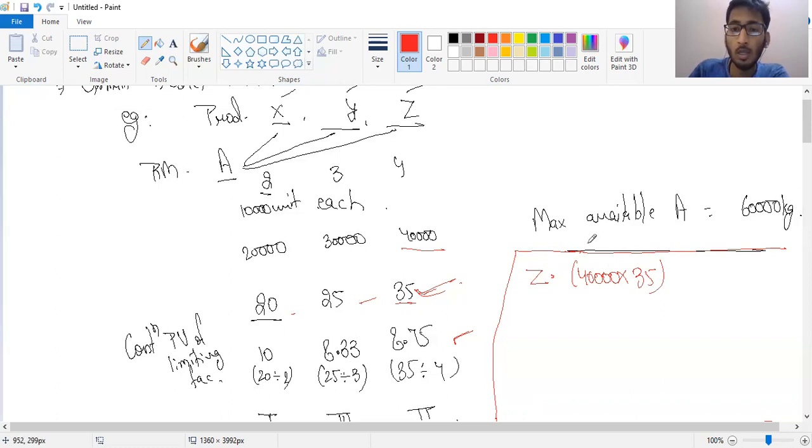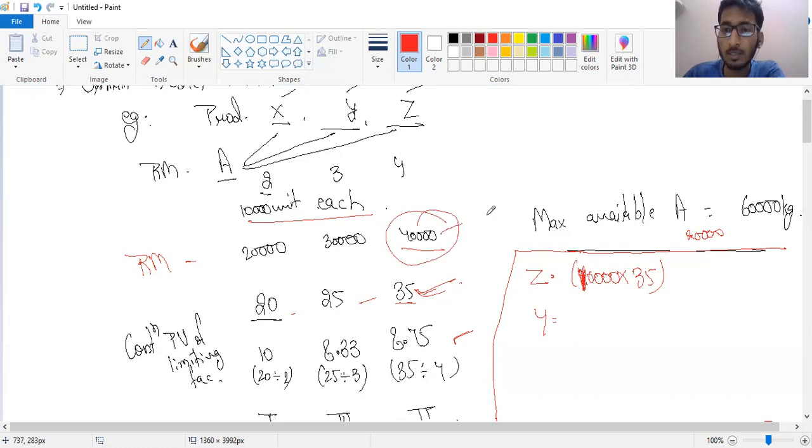Sorry, it would be 10,000. This 40,000 is raw material. So 10,000, I'm sorry, each unit, basically 10,000 units each. So 10,000 multiplied by 35. Now we'll make Y at the second place. So by making Y, what would be your contribution? I would say that if I first made Z, I am left with only 20,000 kg of raw material A, because 40,000 is already used for making Z.